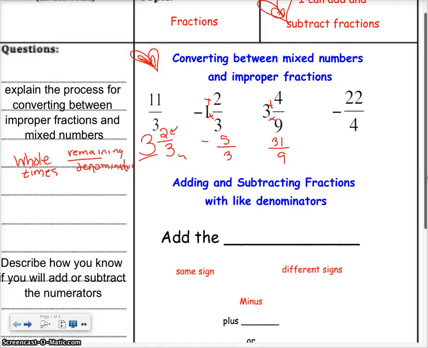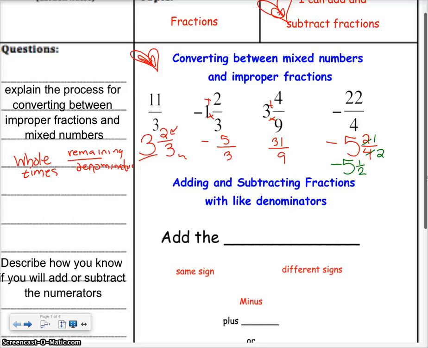So how many times does 4 go into 22? 5. 5 whole times. What remains? 2 remains. 4 as the denominator, and now I change it. I change it because 2/4 can be simplified. That can be 1/2. So the final answer is negative 5 and 1/2. So that's learning target number 1 today. You're going to have to know how to convert between an improper fraction and a mixed number.